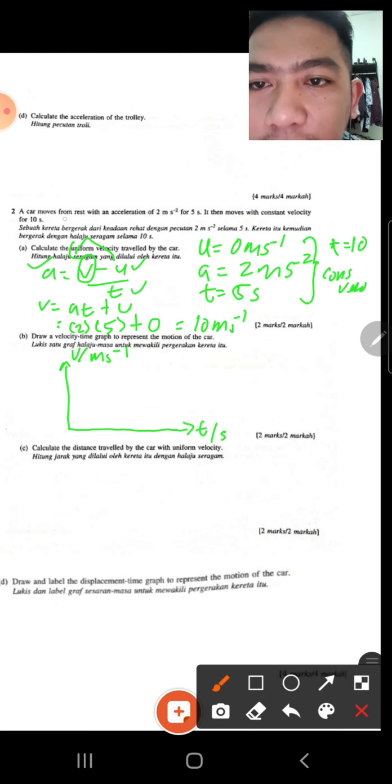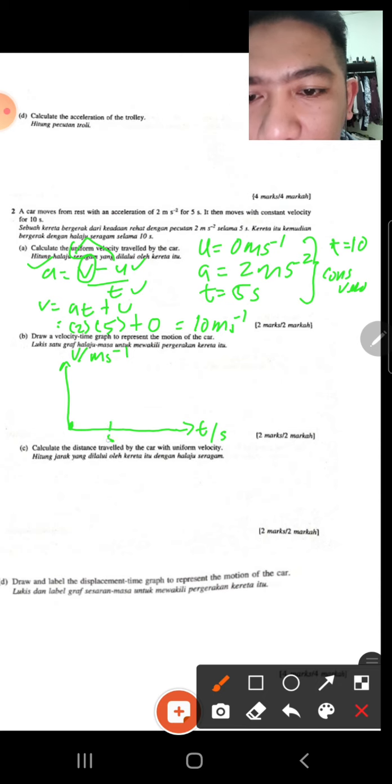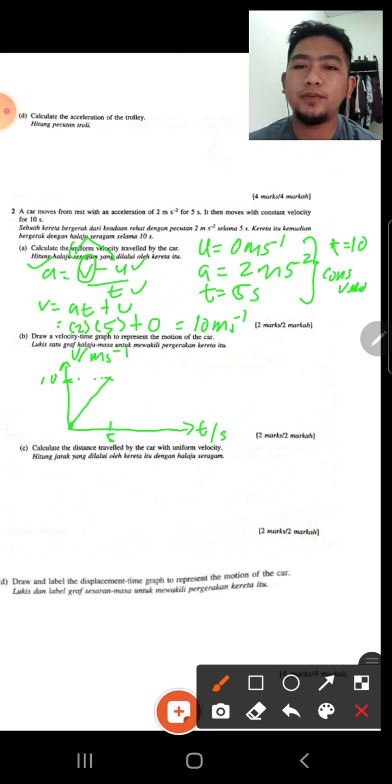First, a car moves from rest, which means it starts from 0, and then it accelerates, and it moves for 5 seconds. Here is 5 seconds. Its final velocity from rest is 10, so here is 10. In 5 seconds, its velocity is 10 meter per second.